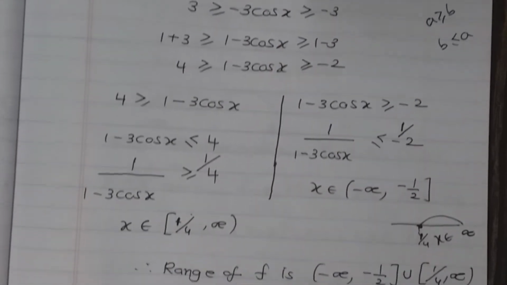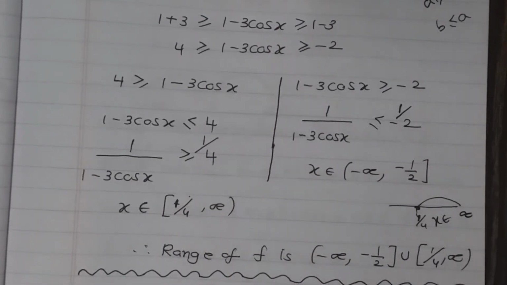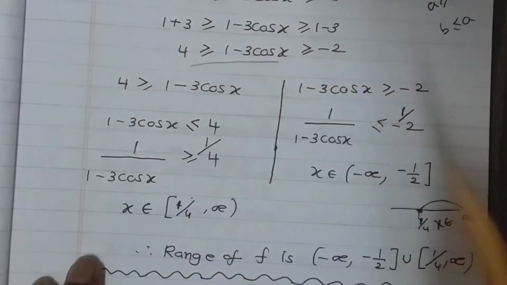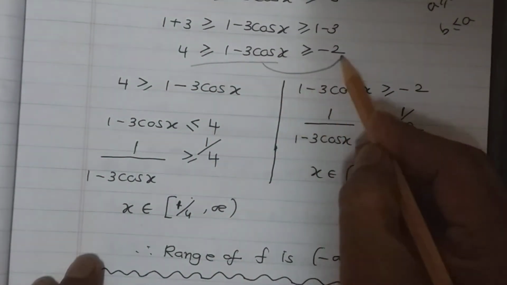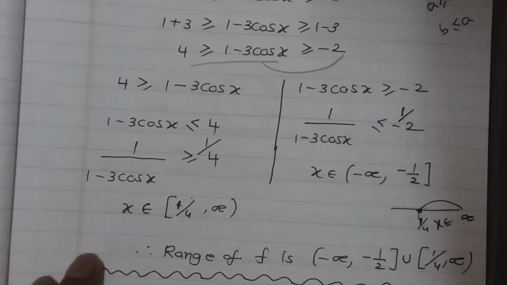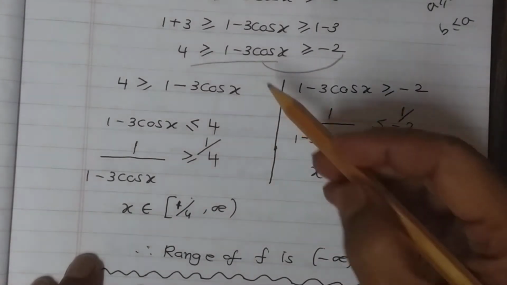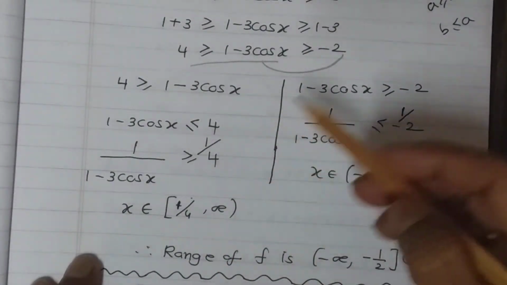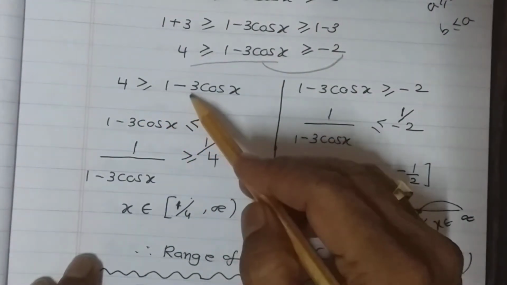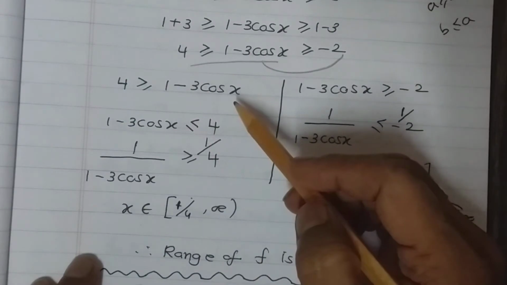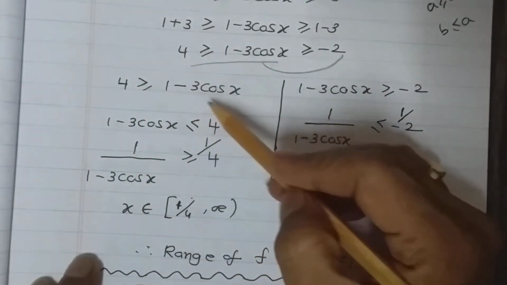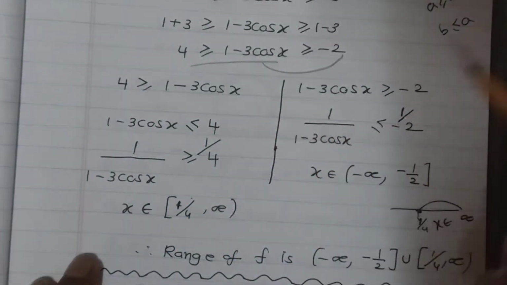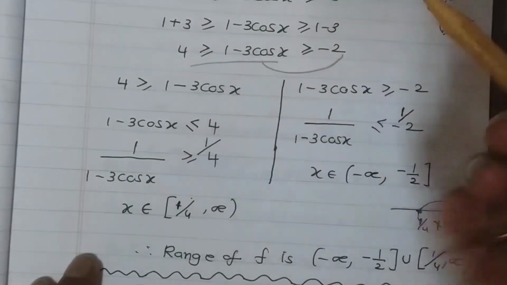How will you separate this into intervals? Same model we did. First we will take this one first. Okay. Then we will take this one next. So, separate. Now 4 greater than or equal to 1 minus 3 cos x. So, same technique. A greater than or equal to B, or B less than or equal to A. So, 1 minus 3 cos x less than or equal to 4. Directly the reciprocal step also you can write, or one more step. That is up to you.